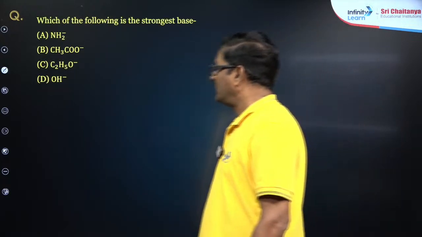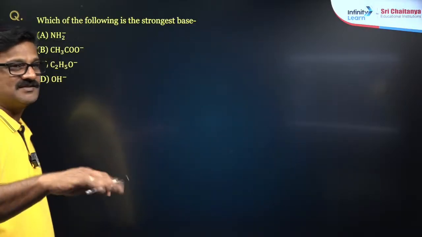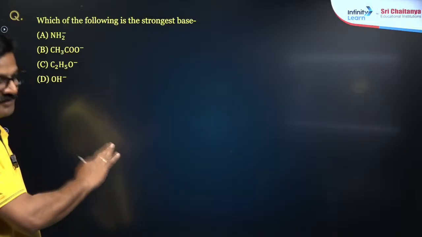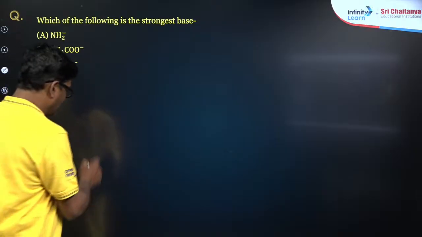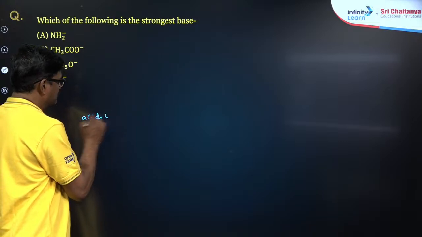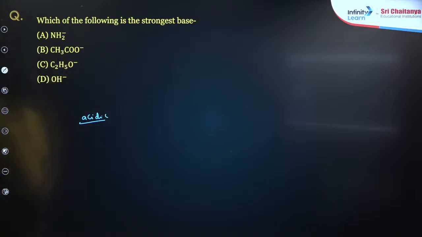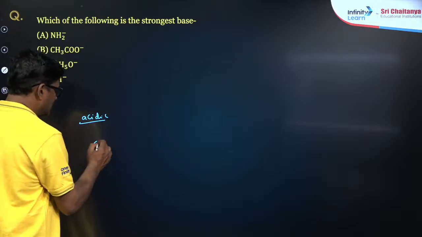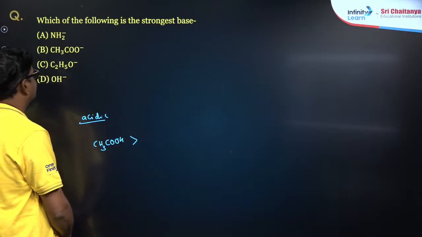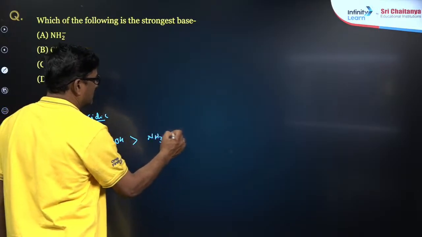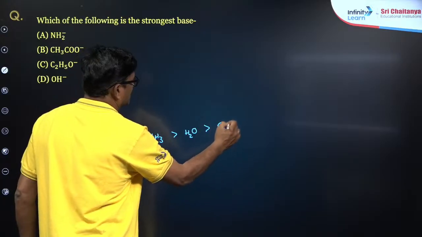Next, which of the following is the strongest base? Again the same thing, it is given to you; you give the answer, I'll tell you. Strongest base. Acidic strength is going to be CH3COOH is greater than NH3 is greater than H2O is greater than C2H5OH.